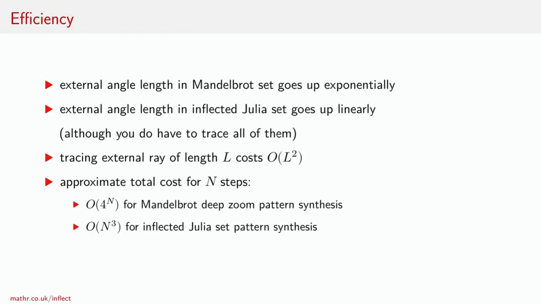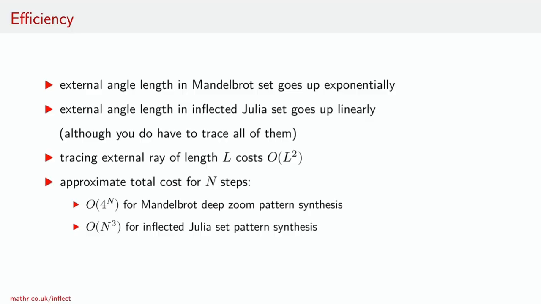Another reason to use inflected Julia sets instead of Mandelbrot zooming is efficiency. The external angle length in the Mandelbrot set goes up exponentially, as does the iteration count, which means that you can only do a few steps before you run out of time. The external angle length in inflected Julia sets goes up linearly, but you do have to trace all of them. But altogether, tracing the rays takes less time for inflected Julia sets.